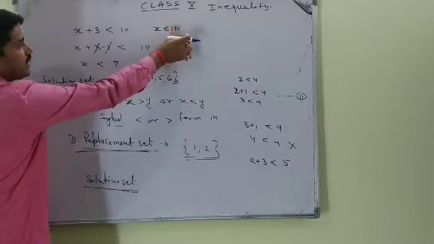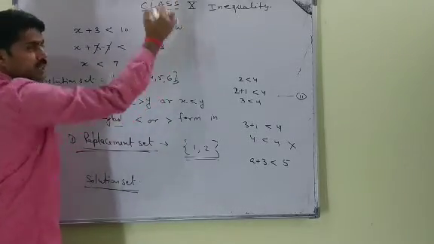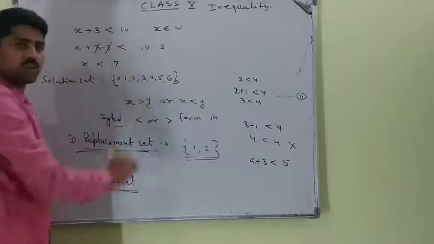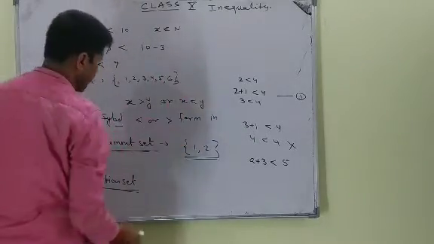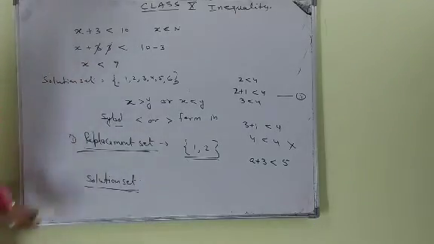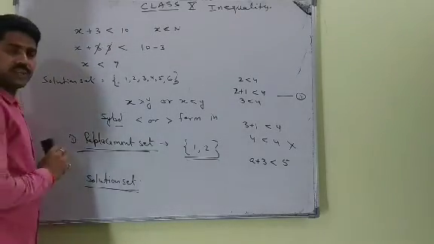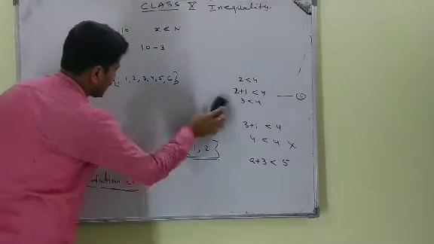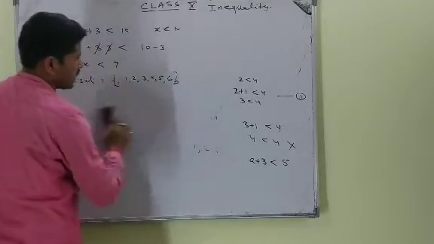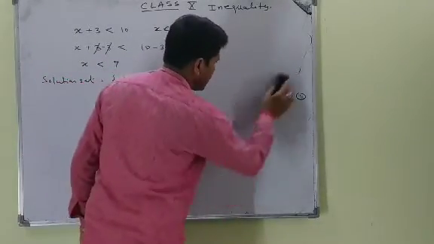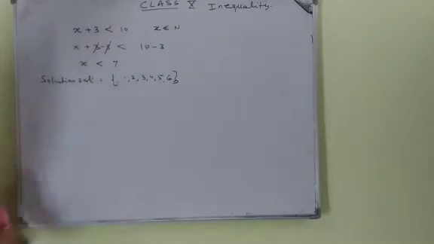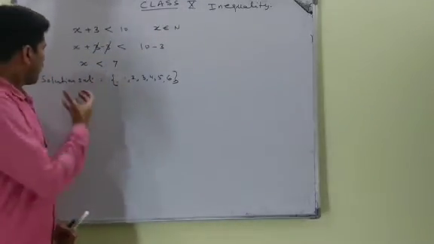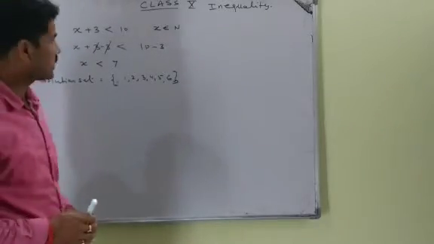If here x belongs to W, then what do you write? 0 you can include. But x is a natural number. I hope it is clear to you. Now I will take one more example of the inequality, so you are able to find the solution set.